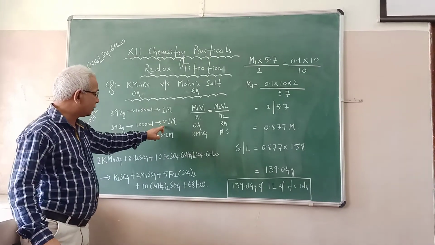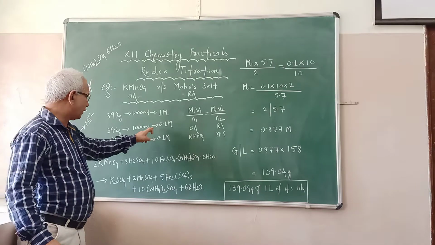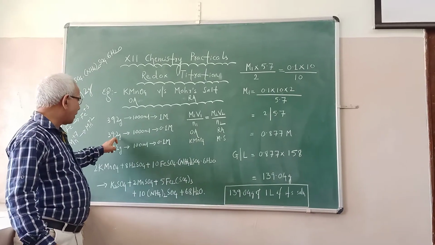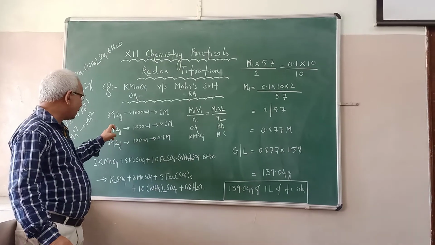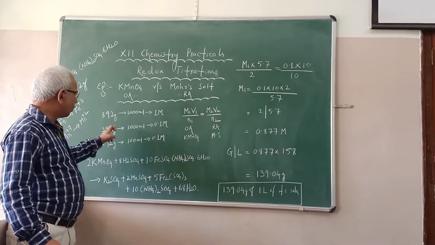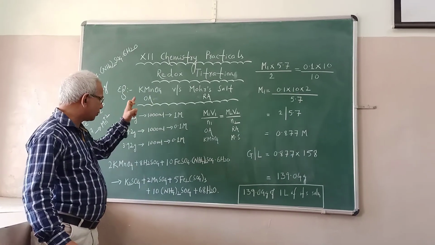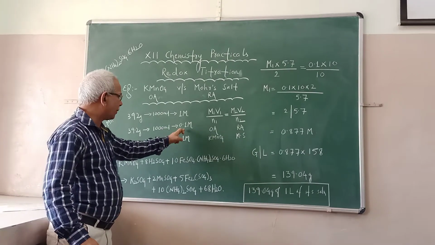But I have made 0.1 M. So for this I have to take 39.2 gram, because the decimal point is shifted in the same way. So 39.2 gram of Mohr's salt in 1 liter or 1000 ml will give you 0.1 M.